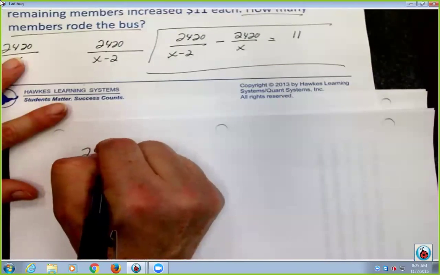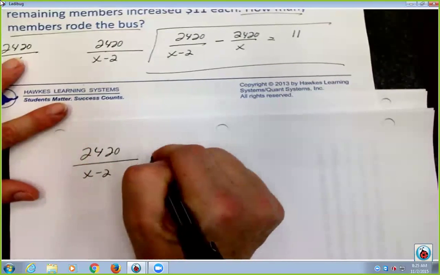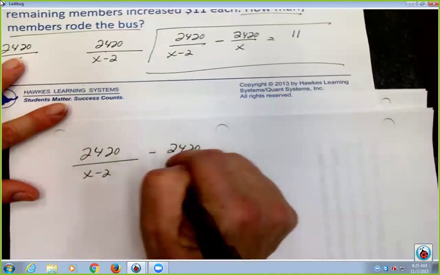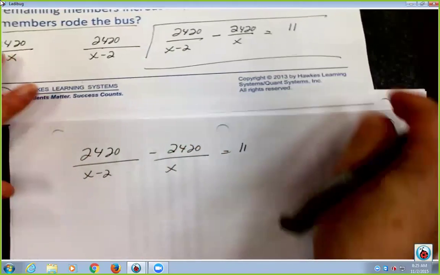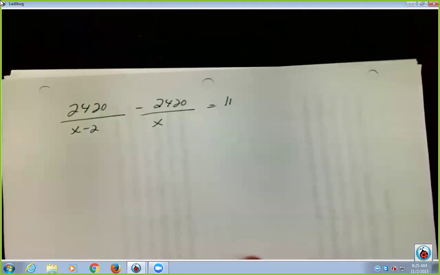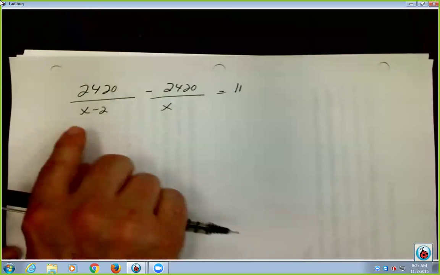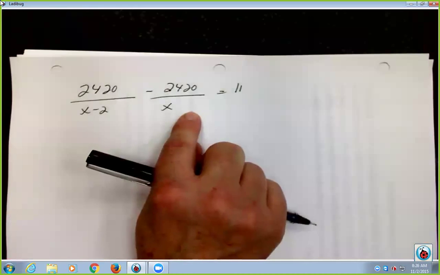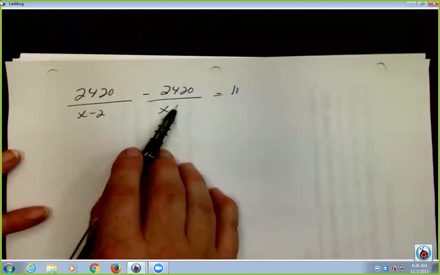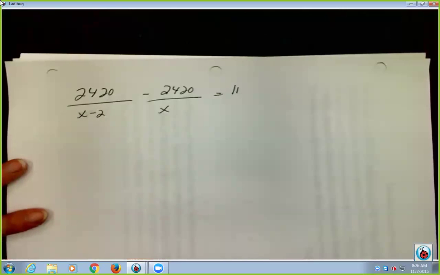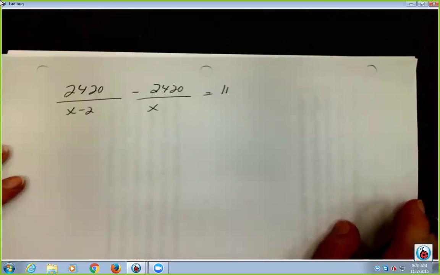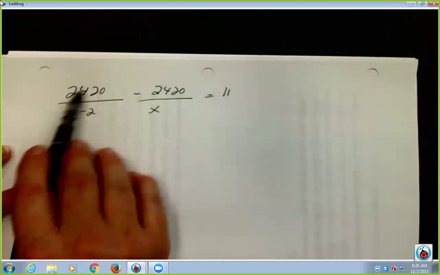So 2,420 over X minus 2 minus 2,420 over X is going to equal 11. Like I said before, our numbers tend to get pretty good size when we work with these. So we've done these, but when we did them in the past, we never ended up with quadratics. We always ended up with something that solved. Because I have denominators in here, I'm back to chapter 7. Chapter 7 is where we had all those rational equations.